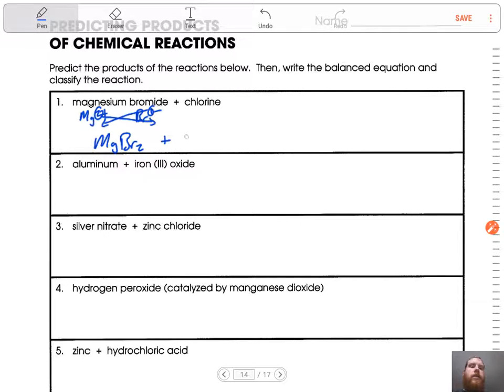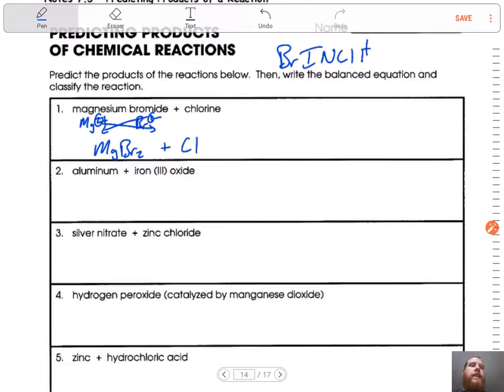Now, how are we going to write chlorine? Is it just this? Absolutely not. First thing you should write on your page whenever you're doing any practice or taking a quiz, guys, even before you write your name, is write Brinkelhoff. That's going to help you remember that when you see one of those elements by themselves, they exist in the diatomic state. So it's MgBr2 plus Cl2.